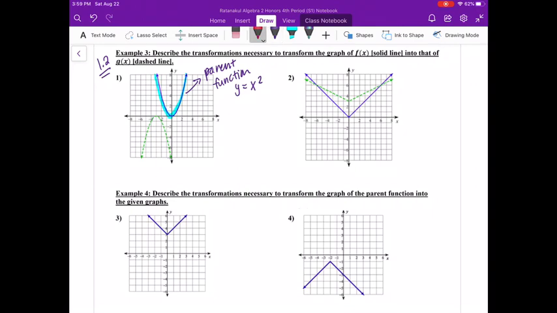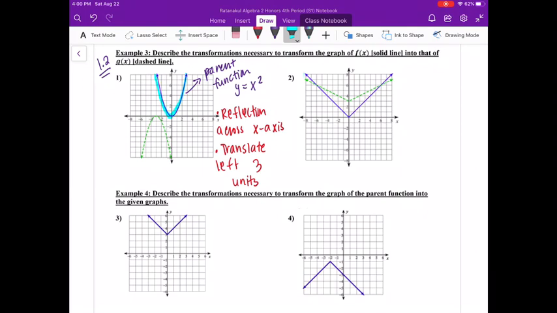So the first thing I could say is that I need to do a reflection across the x-axis. So that is going to get my U to be upside down. And then I still need to shift my vertex over to the left. So I'm going to say translate left 3 units. And that should land my parent function onto my new function.